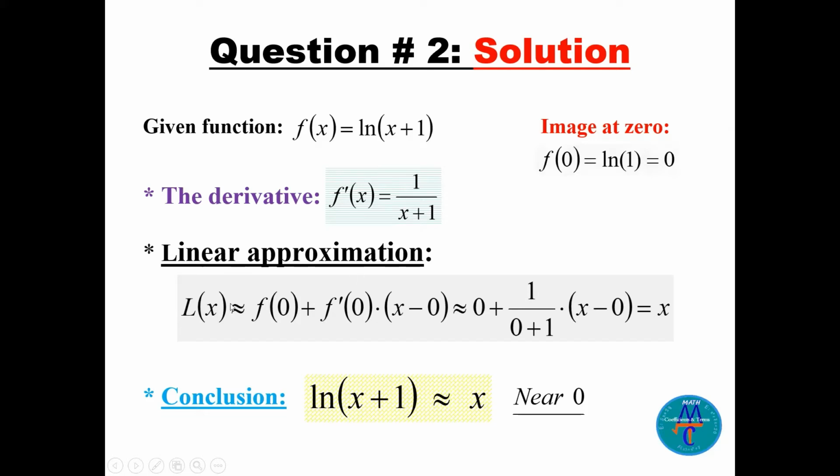The linear approximation will be L of x. We are finding a linear function now: f of 0, which is 0, plus f prime of 0. Put 0 in f prime, it will be 1 over 0 plus 1, which is 1, times x minus a. So x minus a will be all x. So now to linearly approximate the function ln of x plus 1, it will be x, which is a linear function near 0.